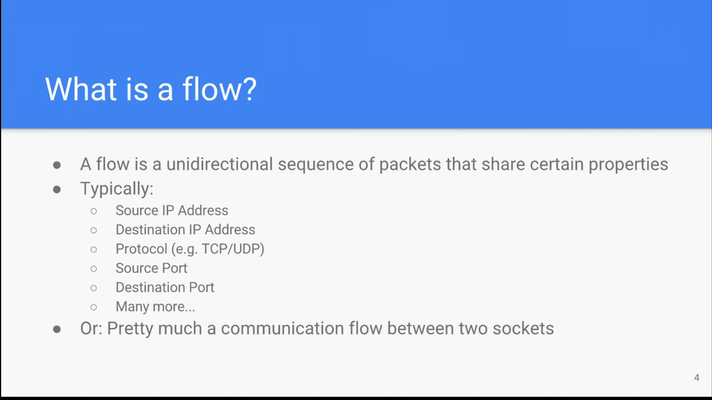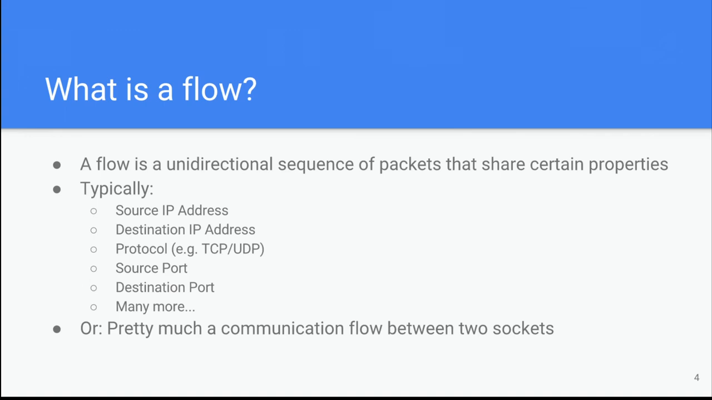So a flow is an n-tuple. Typically, it's a source IP, destination IP, protocol, source port, and destination port, and that's mostly what people agree on, that it is a flow. Or what you can say is it's pretty much a communication flow between two sockets on two machines. That is what a flow is.